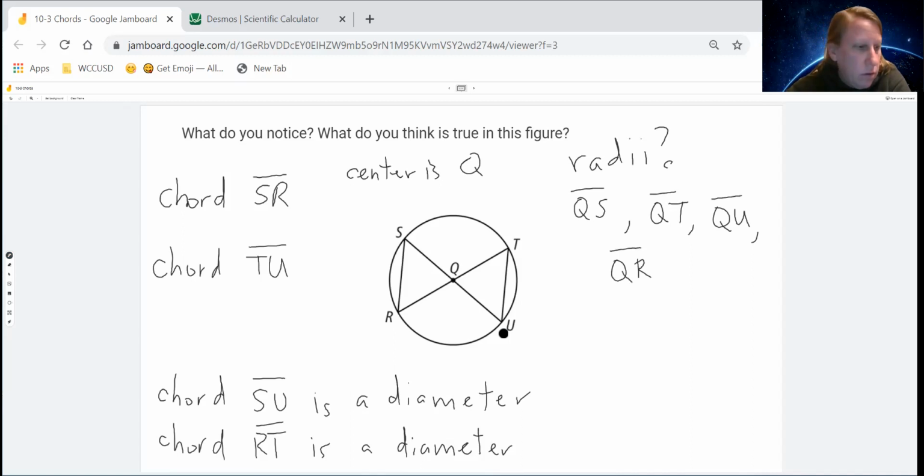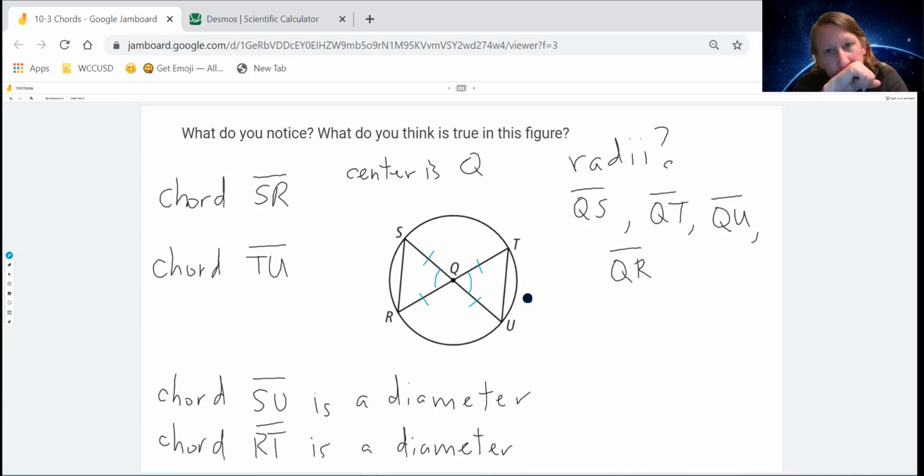Good. So what do we think is true about this situation? Is there anything that we can mark in our figure? If all of these are radii, aren't they all the same? Mm-hmm. And what are these two angles? What's the relationship between this angle and this angle? What are those called? They're vertical angles.